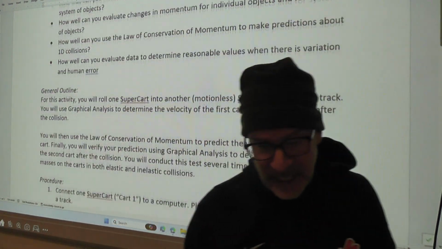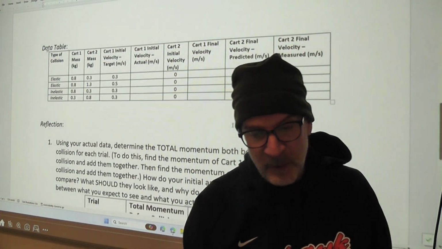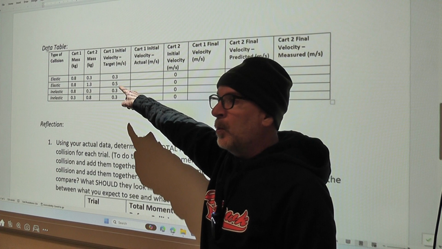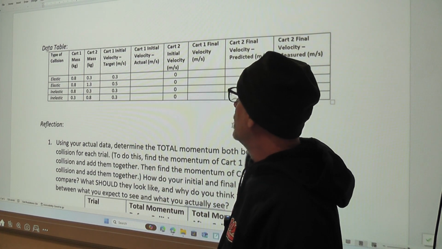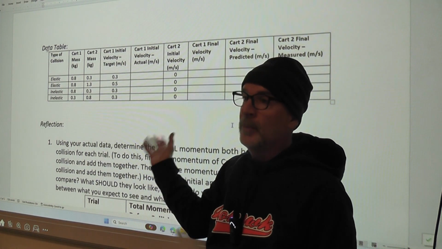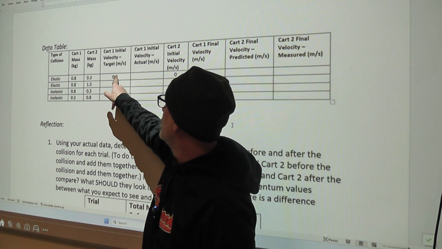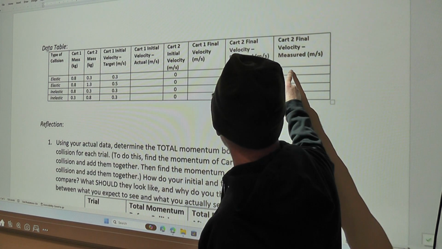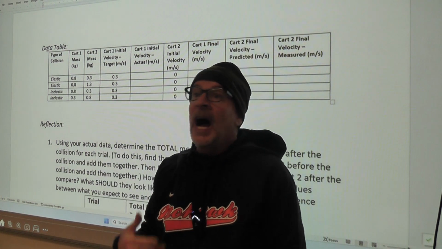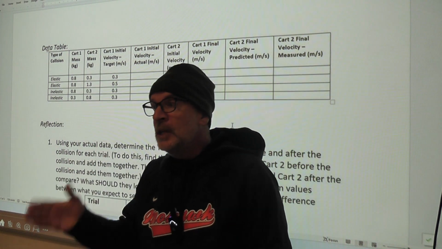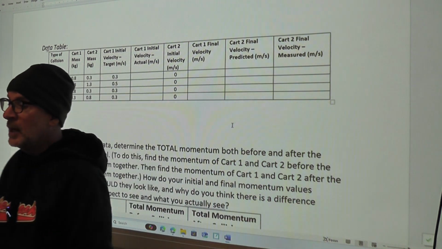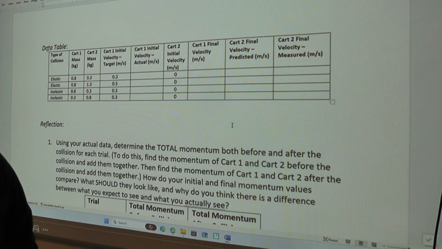I've made a data table here that's got all the information in it, but if you don't understand what information you're putting here, you're going to get garbage, right? So I've got target velocity, actual velocity, I've got predicted velocity, I've got measured velocity. I know what that means. You need to know what that means as well. That means you've got to read the assignment really carefully. I'm going to walk you through a trial so that you can see what it's going to look like.